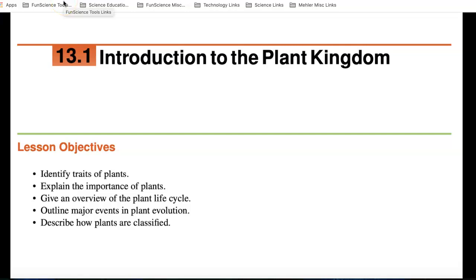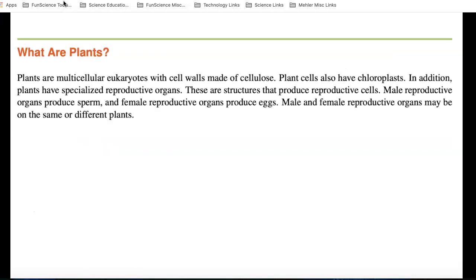So in section 13.1, we're going to be taking a look at how you identify the traits of plants, why plants are so important, and an overview of the plant life cycle and the major events in plant evolution. Okay, let's take a look at this.